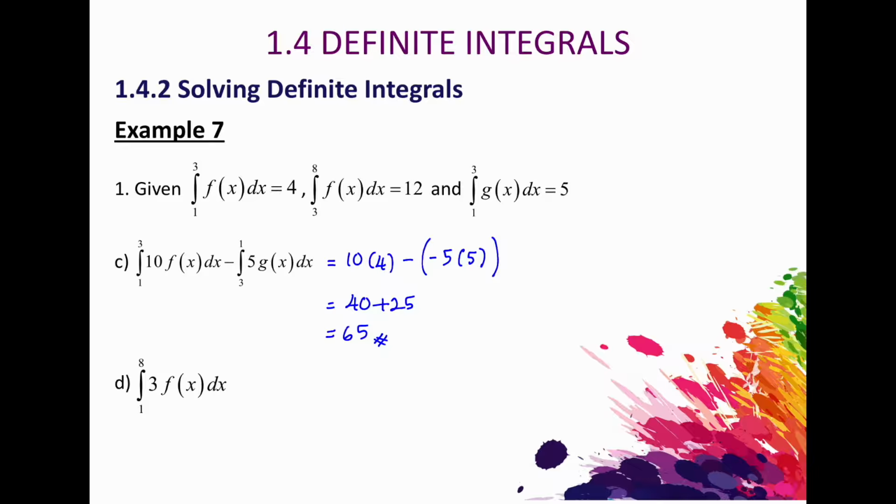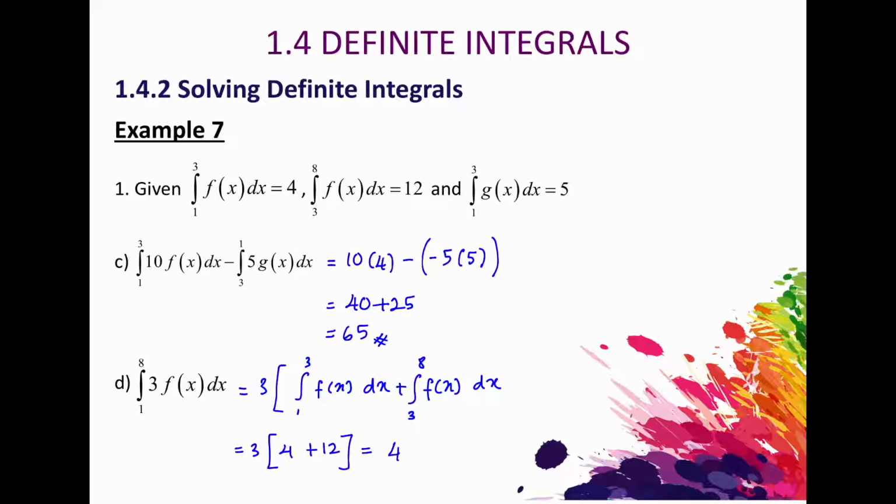And then the last one, from 1 to 8 of f(x) multiplied by 3. So we have 3 times the integration from 1 to 3 of f(x) dx plus the integration of f(x) from 3 to 8. And then 3 times 4 plus 12, which is 16, times 3, and is equal to 48.